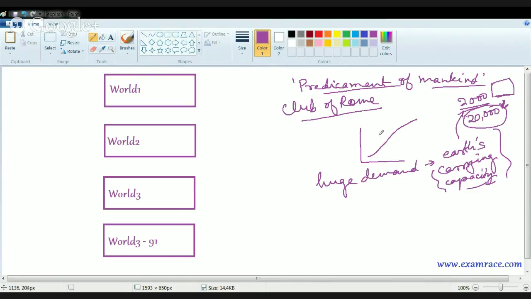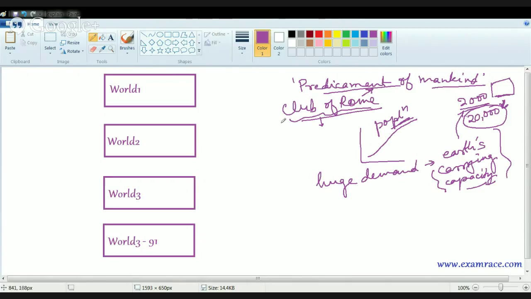So due to the exponentially growing population of the world, what is happening? The carrying capacity of the earth is put under huge pressure. That was basically the concern led by a number of scientists at the Club of Rome, and they gave the phrase predicament of mankind.